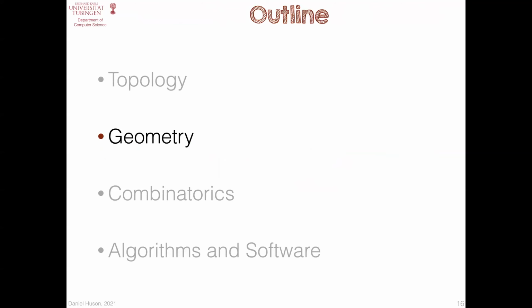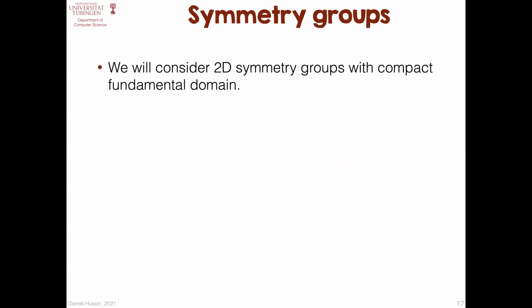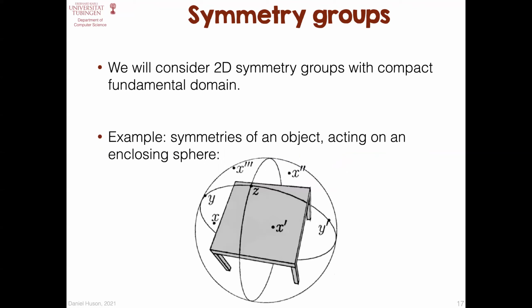Okay, so that was a little bit of topology. Let's move on to geometry. Those orbifolds are closely related to two-dimensional symmetry groups with compact fundamental domain. So what's a symmetry group? Well, think of a physical object like a table, and then look at all the symmetries of that table acting on an enclosing sphere. So in this particular case, this is a rectangular table.